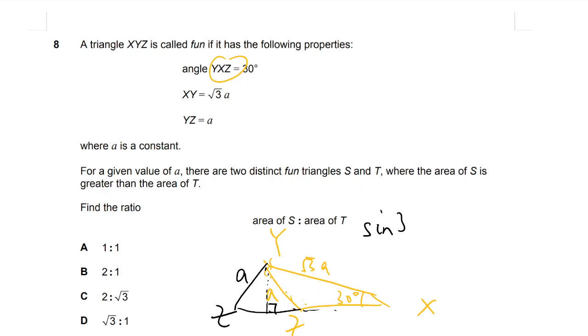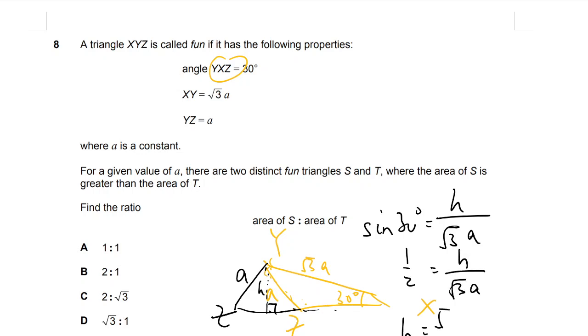Let's call that h. Sine 30 equals opposite over hypotenuse, and we know that sine 30 is 1/2. So 1/2 equals h over root 3 A. So h must be root 3 over 2 A. If h is root 3 over 2 A, this should resemble a very familiar triangle. If the height is root 3 over 2 A, you know that the triangle is equilateral. You could prove that by simply using Pythagoras, and then you could prove that the base is also A.